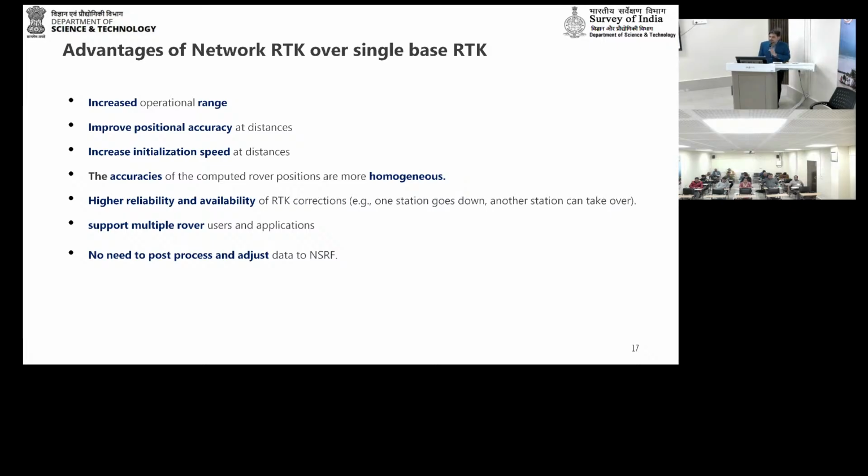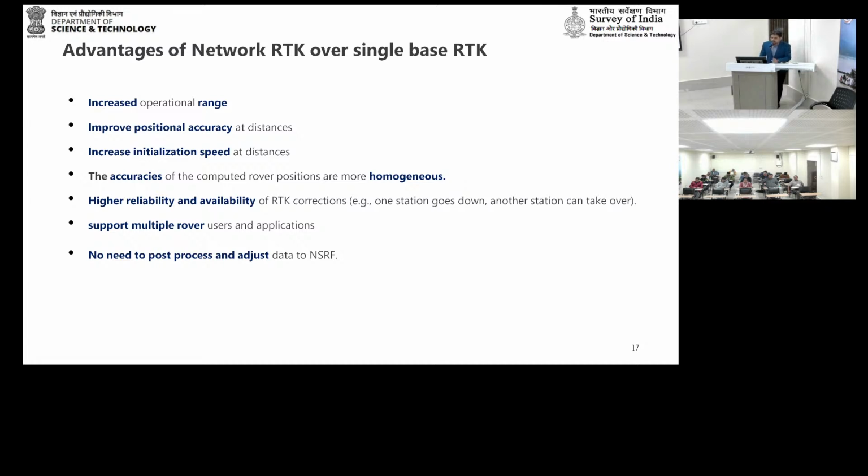Advantage of network RTK over single base RTK. In network RTK we have an increase in operational range. It improves positional accuracy, and it is independent of the distance. Initialization speed also increases when we are using network RTK. The accuracy in network RTK is more homogeneous, and it has higher reliability and availability. Of course, because if one station goes down, we have others, as they are a network of stations. If one doesn't work, the other 2-3 nearby may be working.